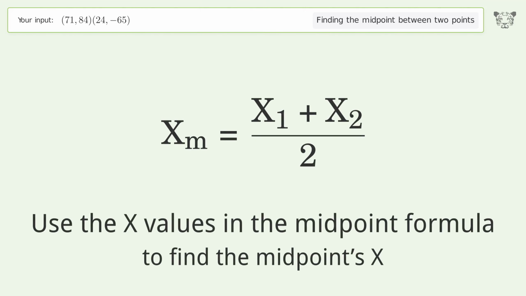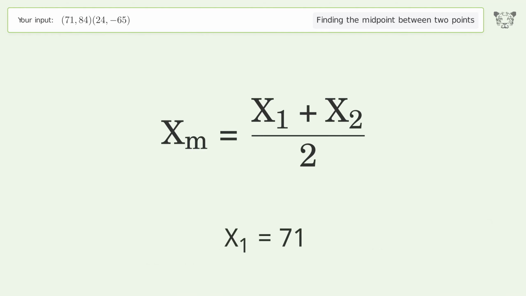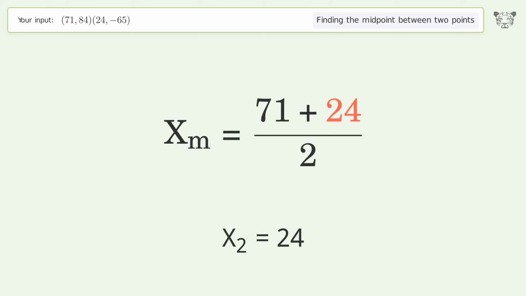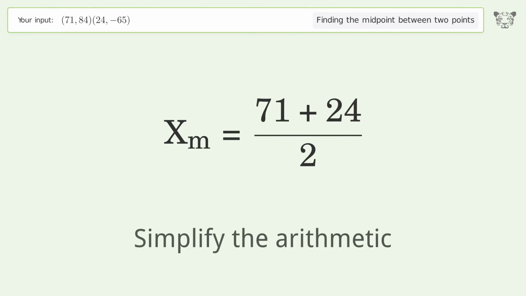Use the x values in the midpoint formula to find the midpoint's x. x1 equals 71. x2 equals 24. Simplify the arithmetic.